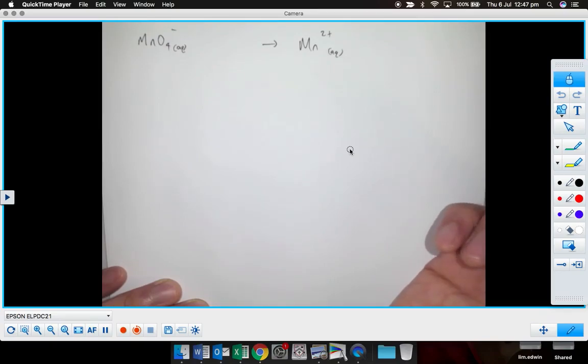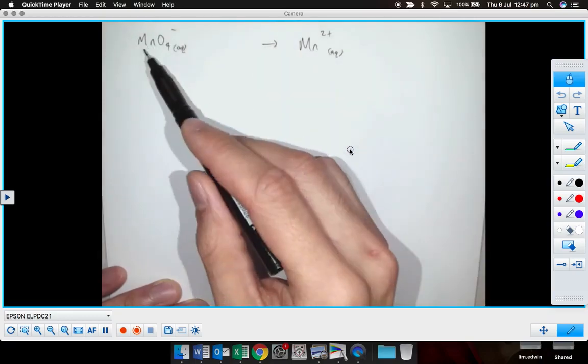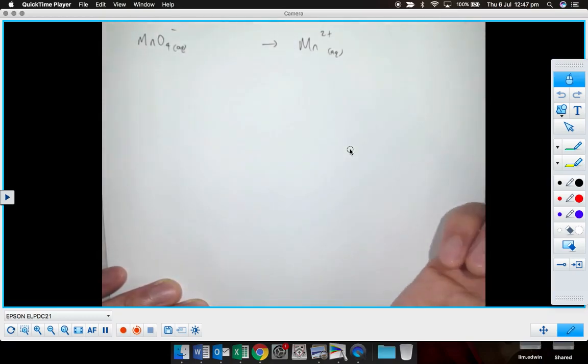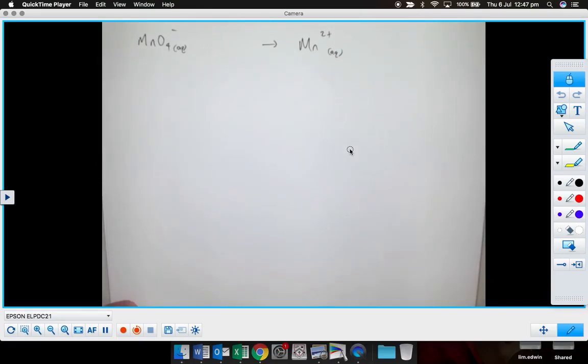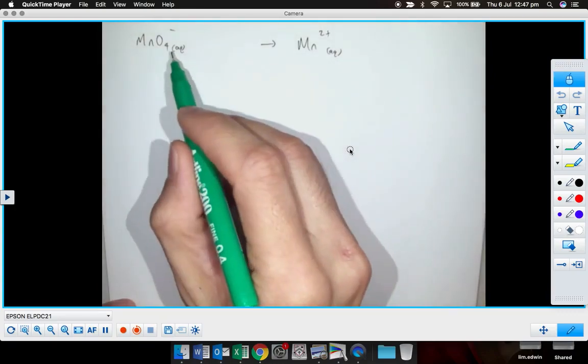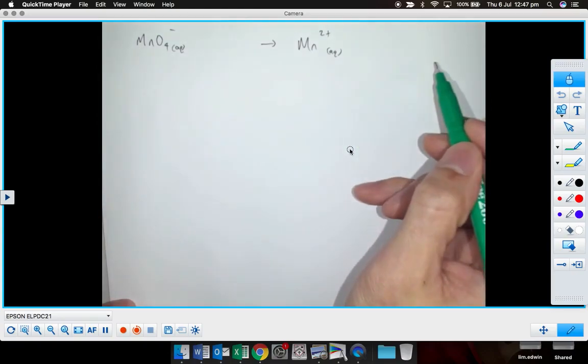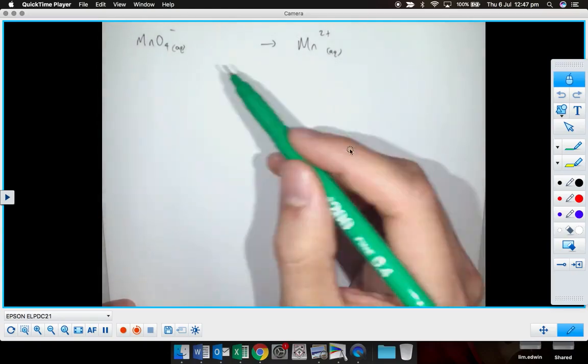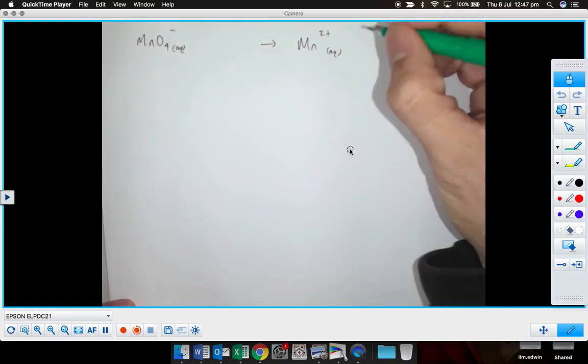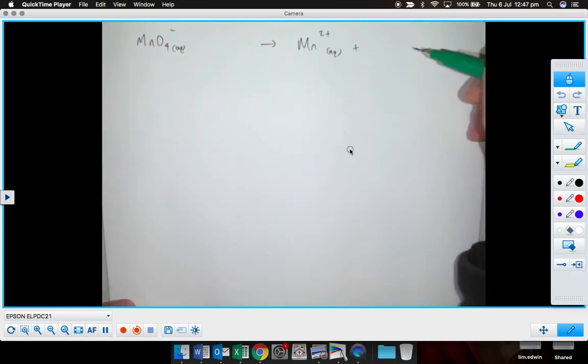What is the element that is not hydrogen or oxygen here? It is the Mn, and it happens to be 1 on each side, so that's step 1 done. Step 3 is to balance out the number of oxygens by putting in waters. We see here that we have 4 oxygens on the left and 0 oxygens on the right, so I need to add 4 oxygens to the right hand side.